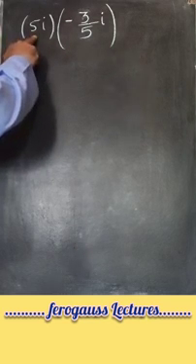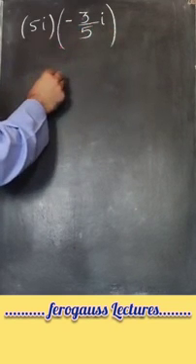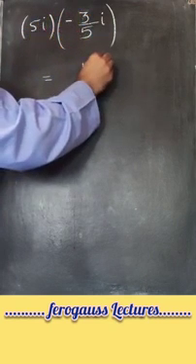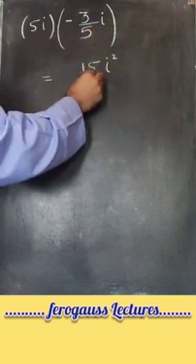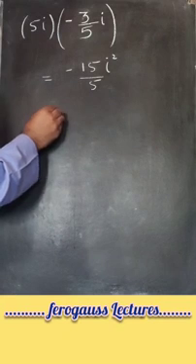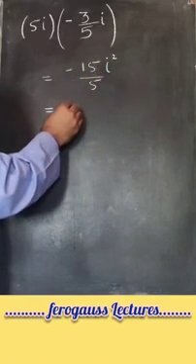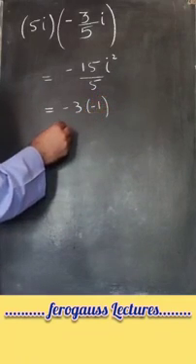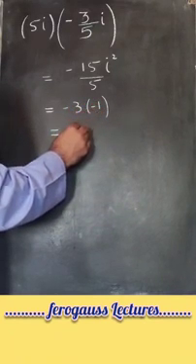Here we have the complex number 5 iota into minus 3 by 5 iota. We can write it as 5 into 3, that is 15. Iota into iota is iota square, divided by 5. It's minus times, which is further equal to 5 1s are 5, 3s are 15, so we get minus 3 iota square. Iota square is equal to minus 1. That is equal to 3, minus 3 into minus 1, that is equal to 3.